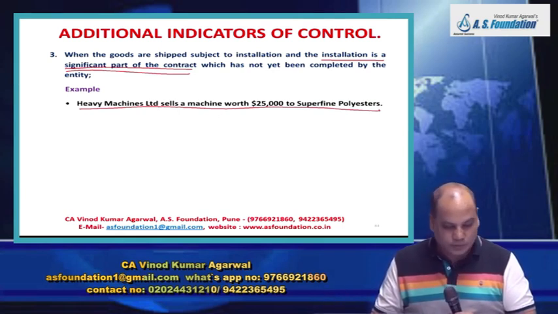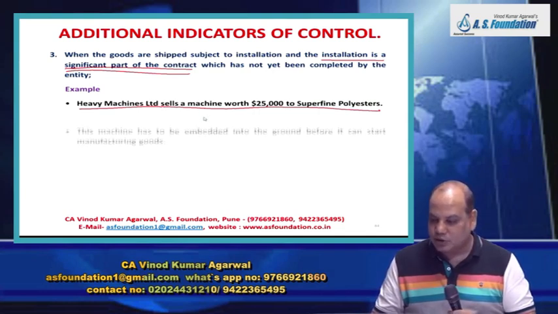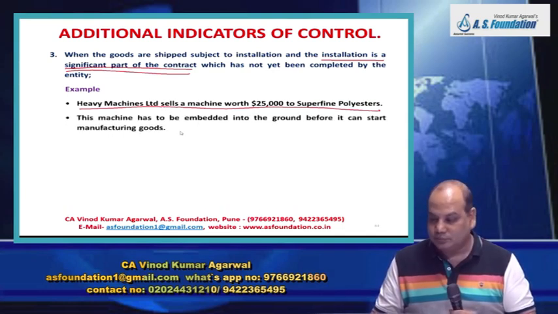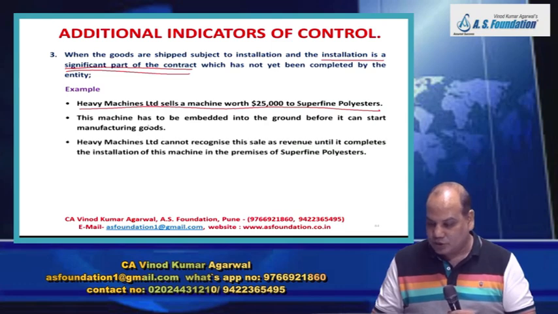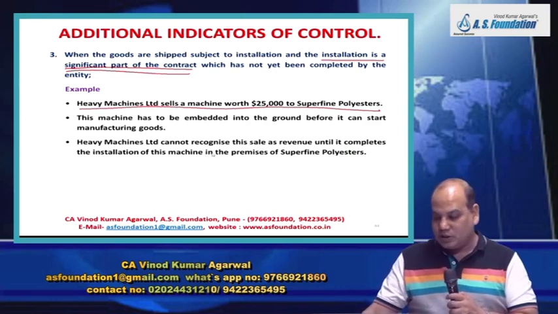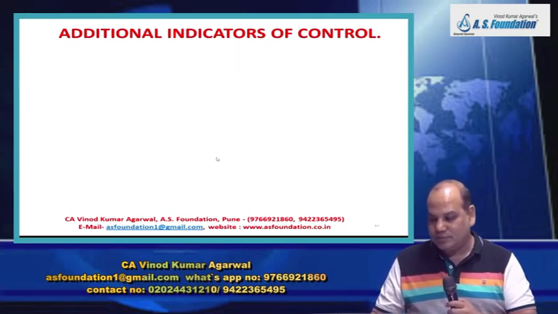So see this example for you. Heavy Machine Limited sells a machine worth $25,000 to Superfine Polyester. The machine has to be embedded into the ground before it can start manufacturing the goods. So this is a complicated installation process. Therefore, this company, Heavy Machine, cannot recognize the sale as revenue until it completes the installation of the machine.